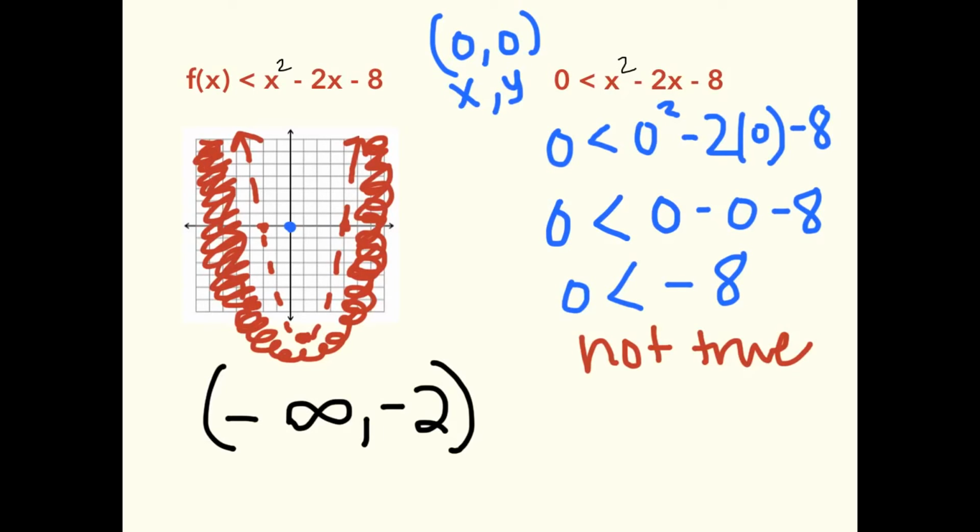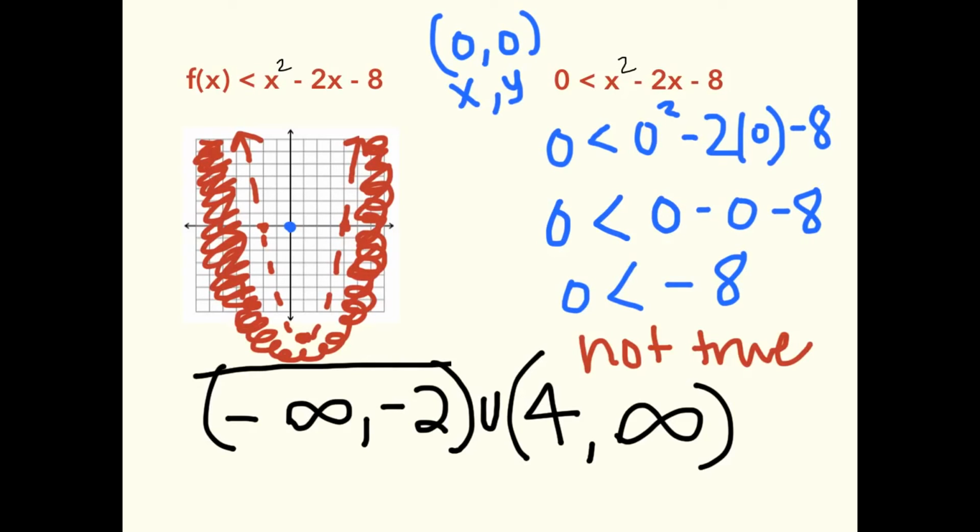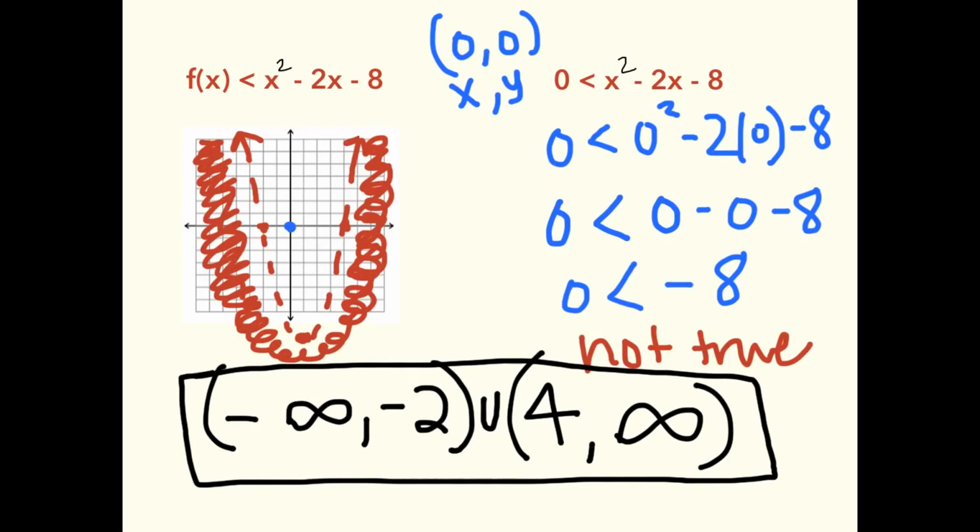They have a parenthesis because we have a dashed line. And there are no solutions in here. And then we start again at this root, which is 4, and they go all the way to infinity. You need to connect them with this little union symbol here. So this is what they're looking for when they ask you to solve a quadratic inequality. You've got to give an answer in this kind of interval notation.